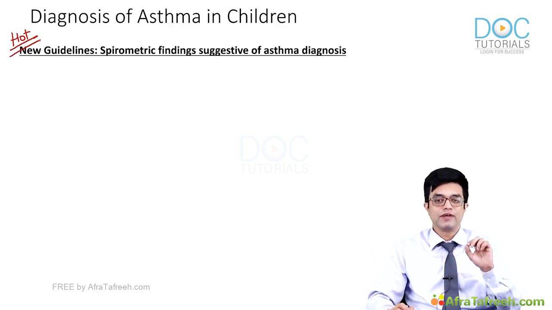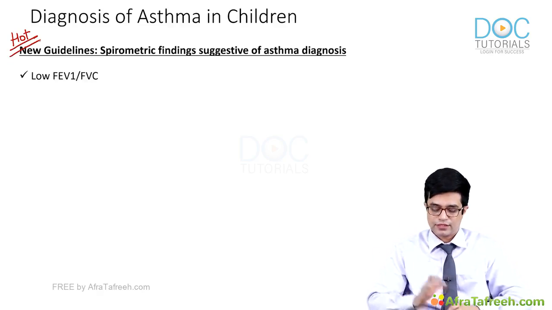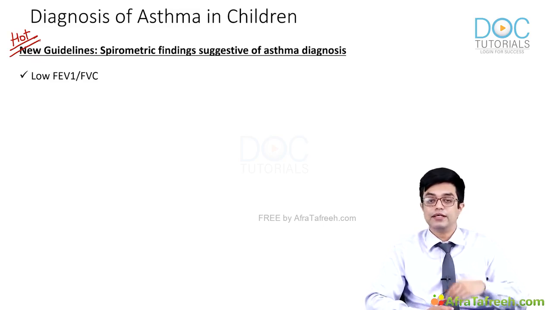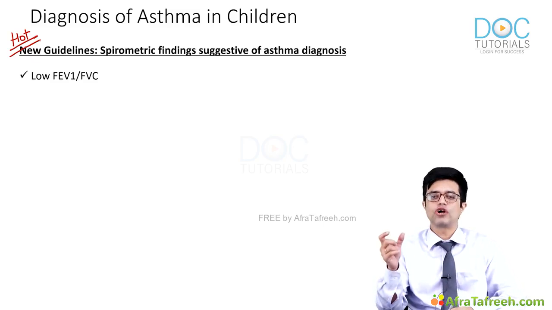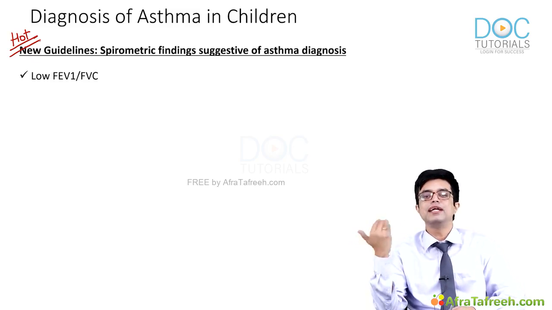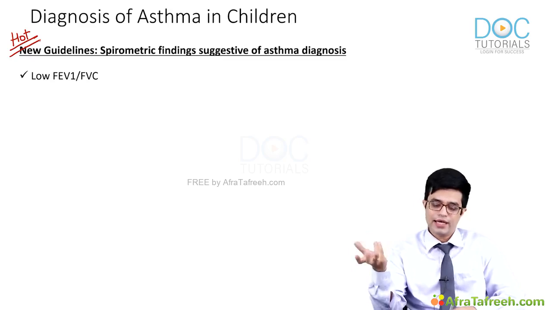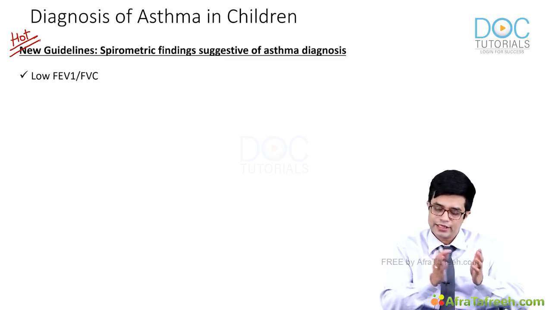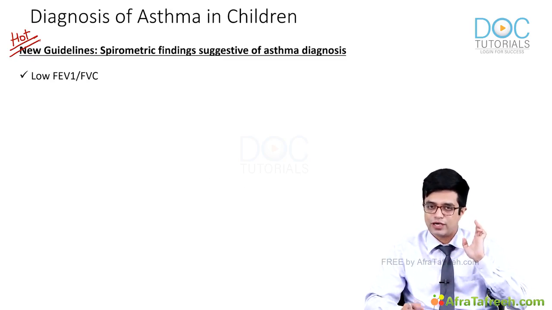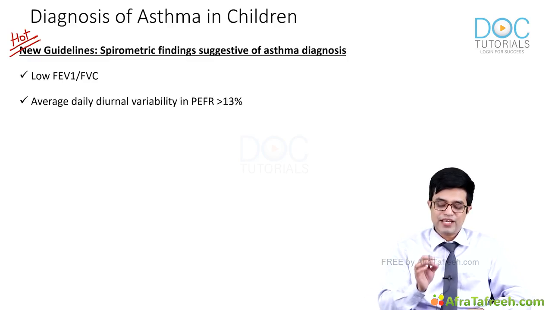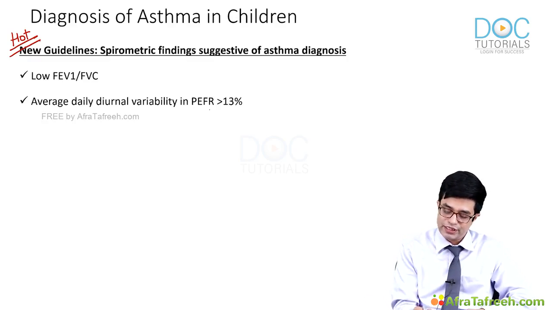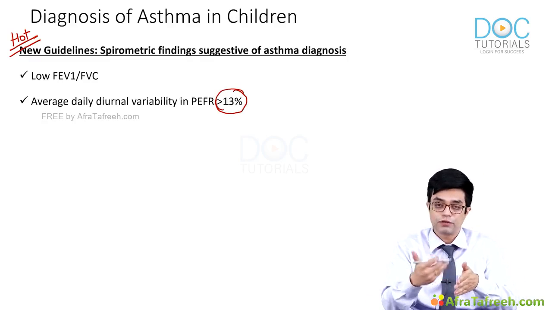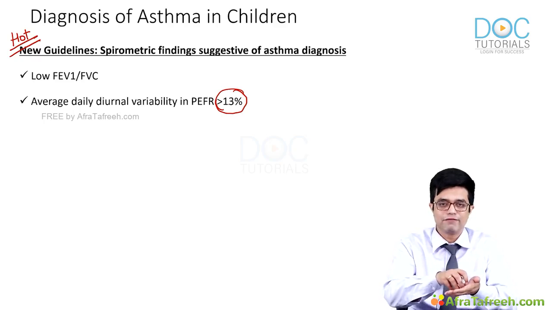So what are the spirometric findings that you are now supposed to remember? First, these children will be found to have low FEV1 by FVC. They do not give a cutoff. They simply say the normal value in children is more than 90% of expected, that is more than 0.9. Any low value for the age, for which there will be nomograms, will be one of the criteria for asthma. Second, an average daily diurnal variability in PEFR of more than 13% is also taken to be one of the features. So you need to perform multiple readings and then take an average.